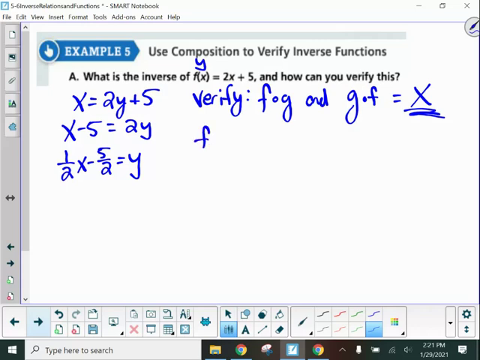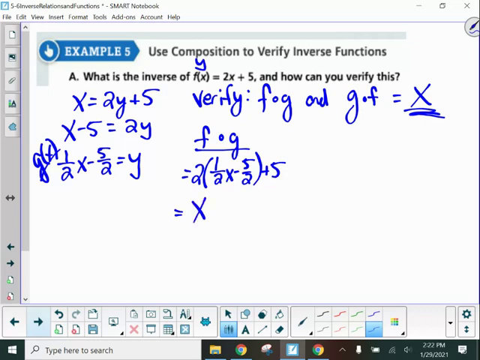So if we check f of g, I'm going to call this one g of x just for this example here. That means that I am putting the 1/2 x minus 5/2 into the f function. So that is going to equal 2 times 1/2 x minus 5/2 plus 5. And I want to see what this is going to equal. Well, if I distribute the 2, I get an x minus 5 plus 5. So that simplifies to x. That checks out.